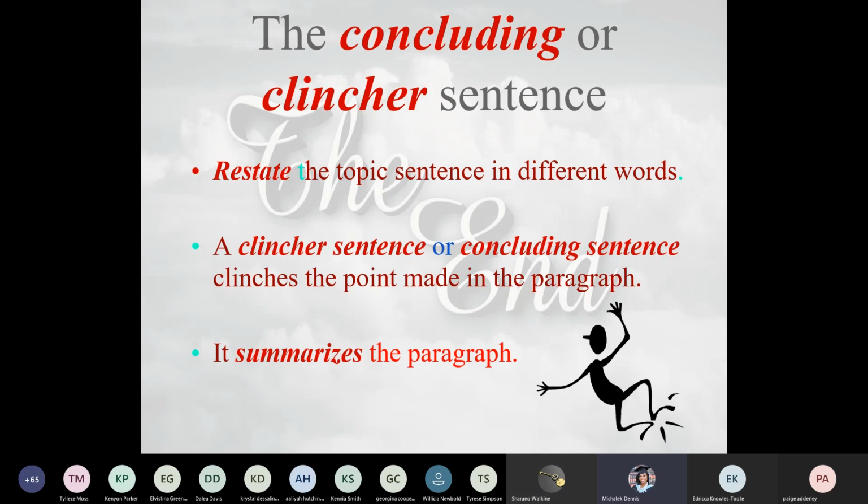So this is when you're coming to the end of your paragraph, the concluding or clincher sentence. This is to restate the topic sentence in different words. What do I mean by restate? What do I mean by restate, students? What do I mean by restate the topic sentence in different words?